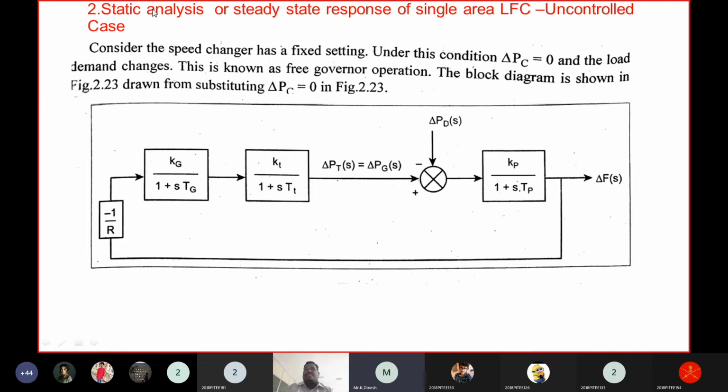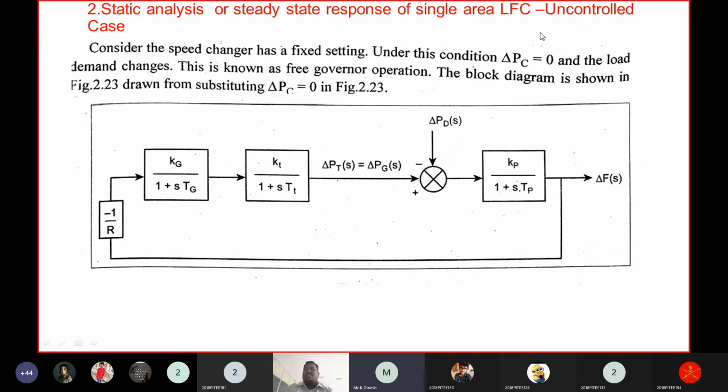So next, I am going to perform my static and dynamic analysis. The second topic is static analysis, or steady state response, of a single area LFC. We have two cases: one is the controlled case, and the other is the uncontrolled case. I am going to perform the uncontrolled case.